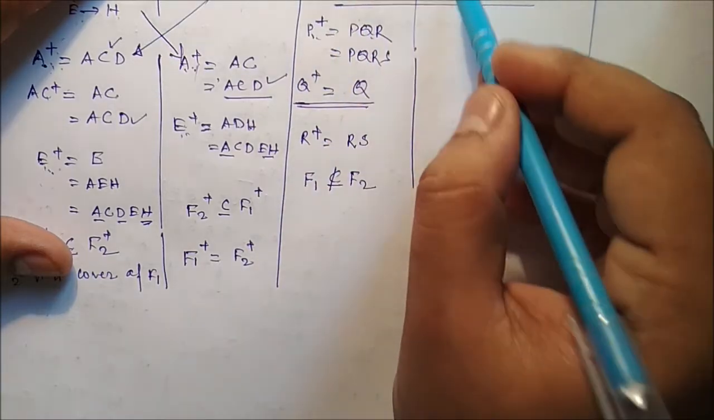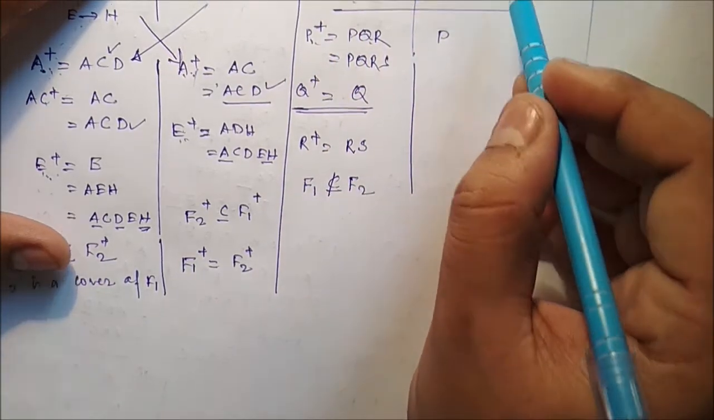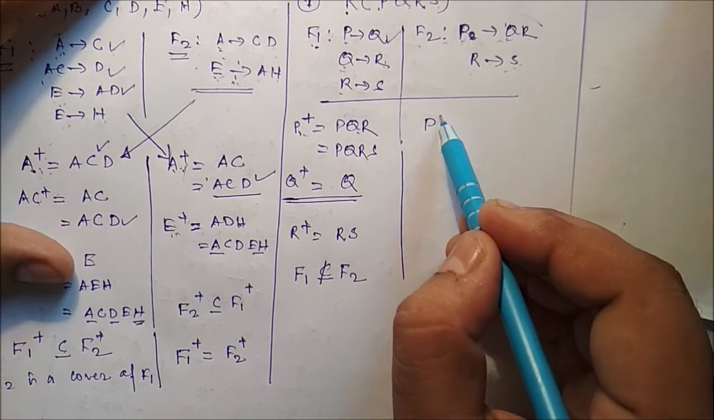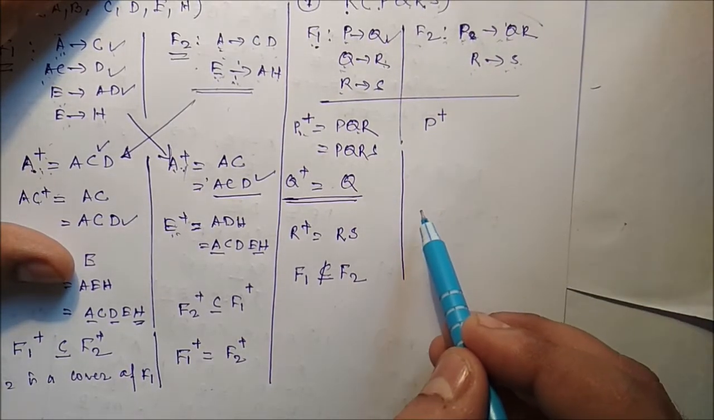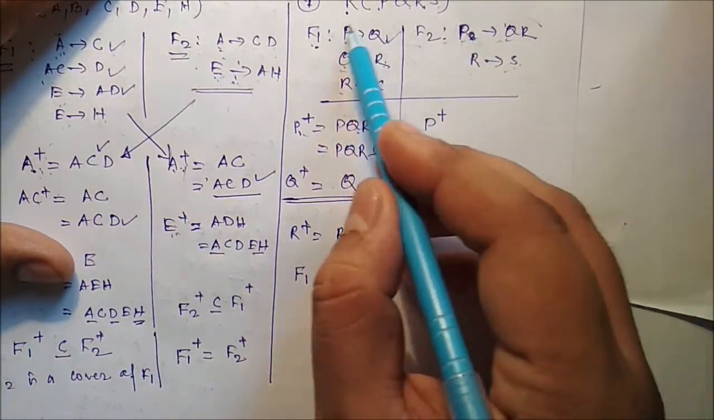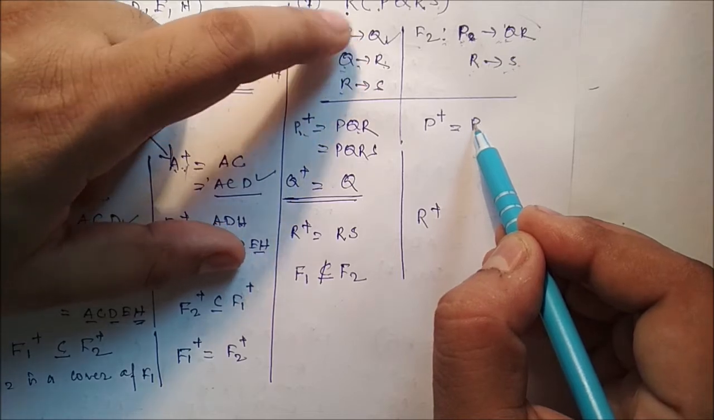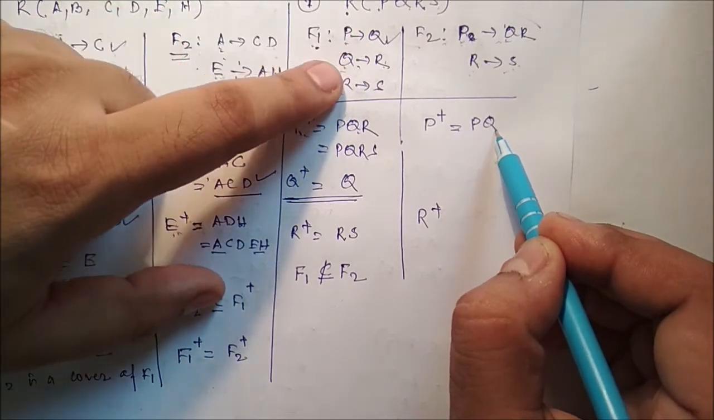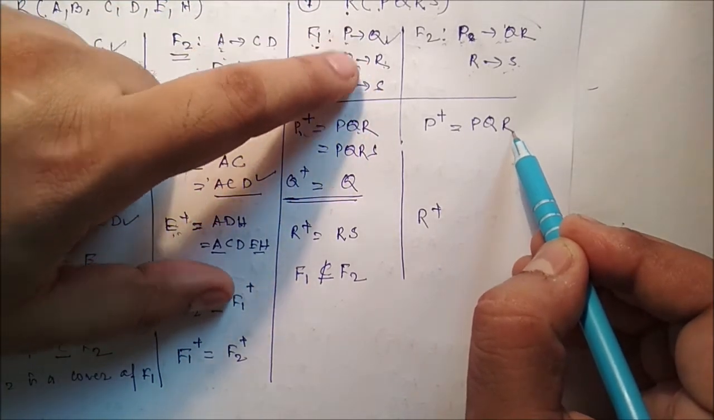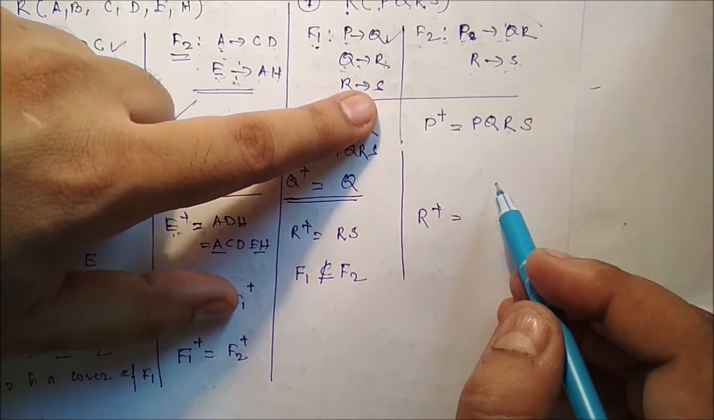Now you can check the right part of this. Here P and R are there. That means we have to identify the P closure and the R closure, and for that we use this particular part. From P we can identify P, and from P we can identify Q, and if we can identify Q then we can identify R, and if we can identify R we can identify S. So this is PQRS.